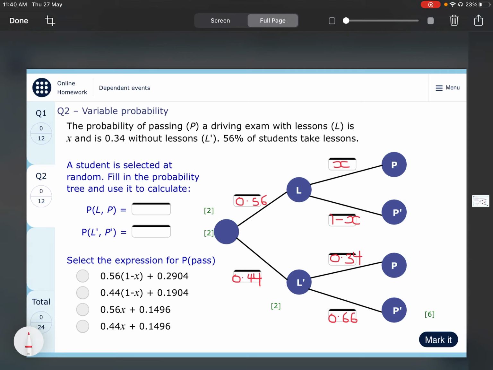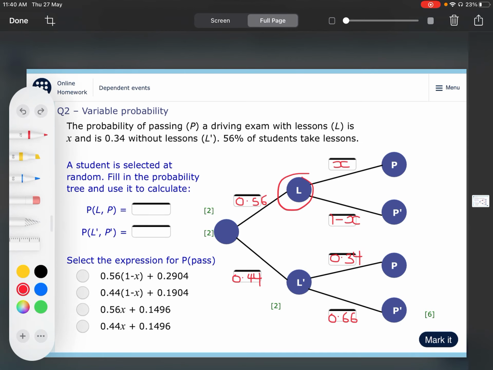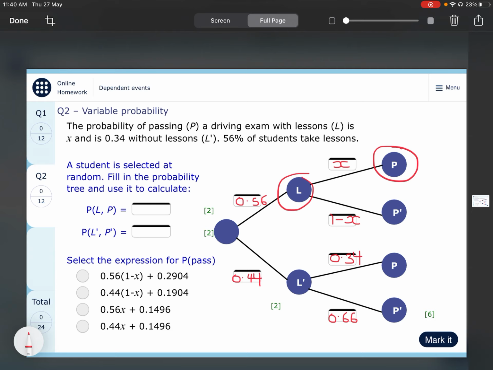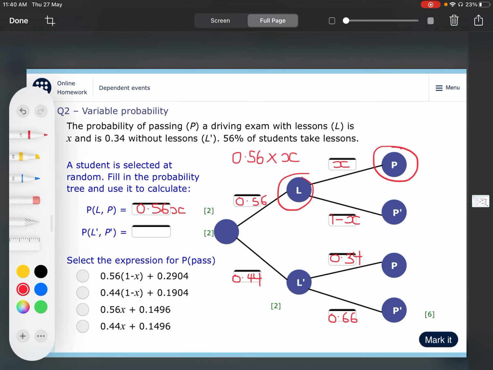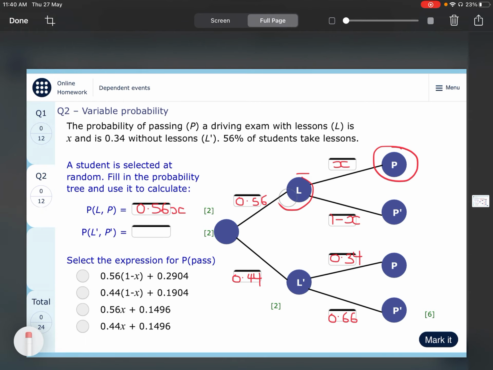So that's the tricky bit that most of you are probably finding difficult, understanding the problem, putting the correct information into the tree diagram, and then that leaves us with our calculation. So a student is selected at random. Fill in the probability tree and use it to calculate LP. So LP is this one and this one. Sorry, that's LP dash. This one and this one. So therefore it's 0.56 times x, which we would just write in algebra as 0.56x. So that's straightforward if you got your tree diagram correct.